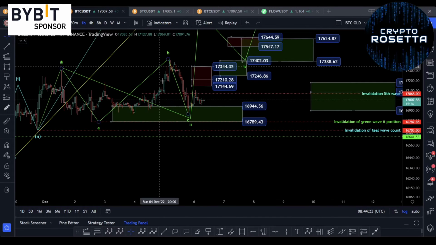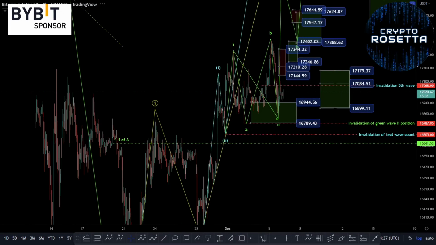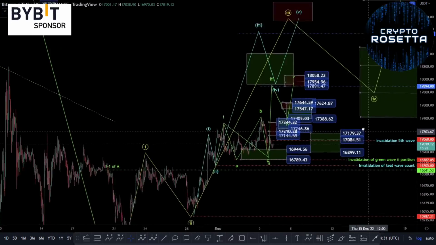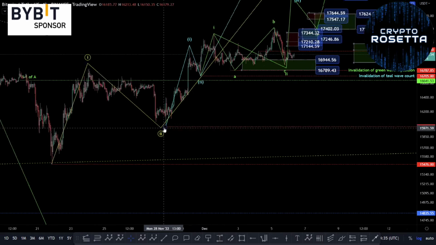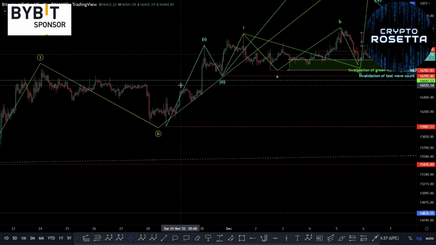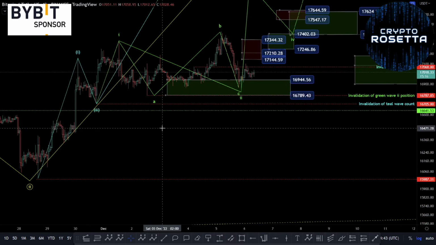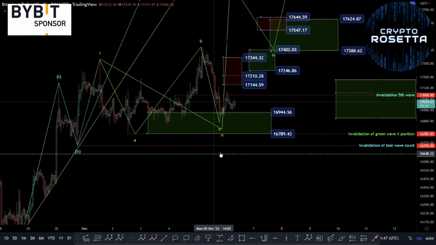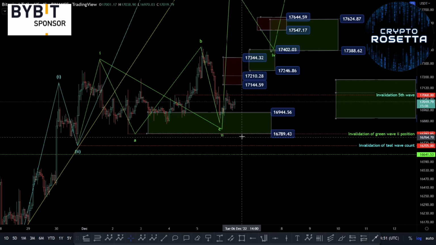If I have a look at this move here, this was a low confidence count that I had. Just based off of the fact that we can also count this first move here as a 1, 2, 3, 4, and a 5 with the extended fifth wave. This would be looking at this move slightly different. And what we'd be looking at here is basically this would be a 1, 2 again.